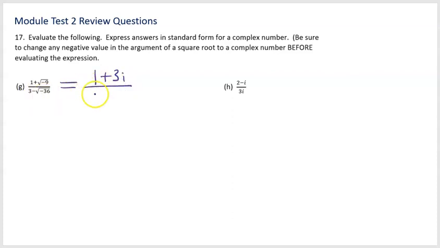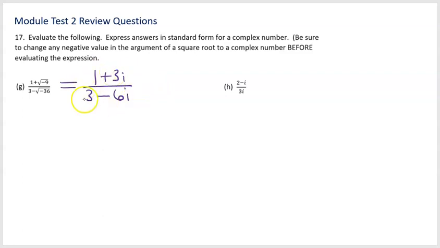Denominator: 3 minus, again, the negative under the square root is i. The square root of 36 is 6. So that's an equivalent expression, and it has to be done before you can do anything else.